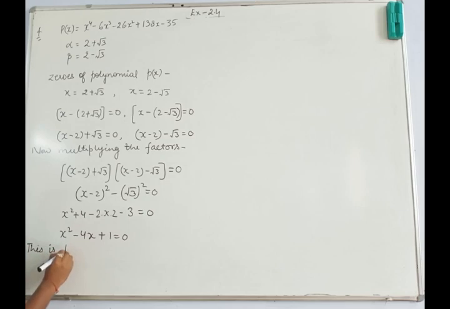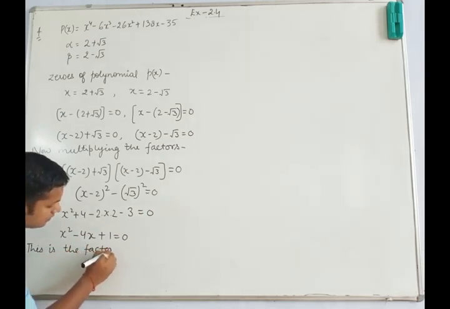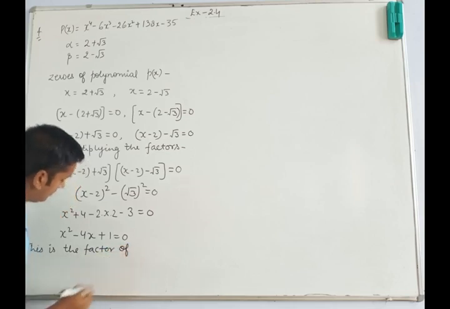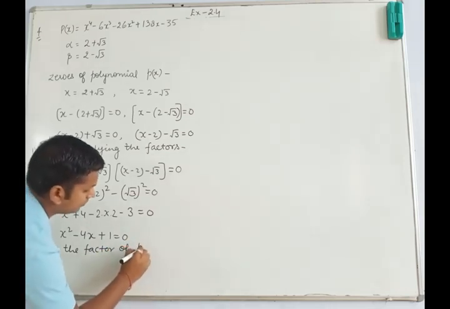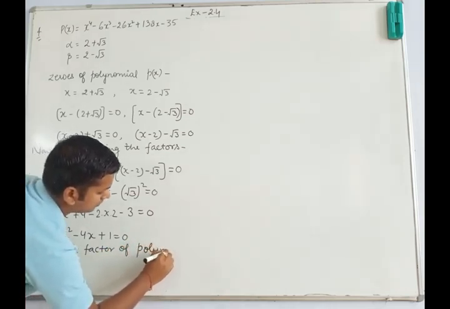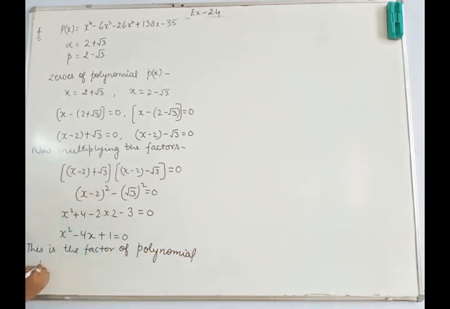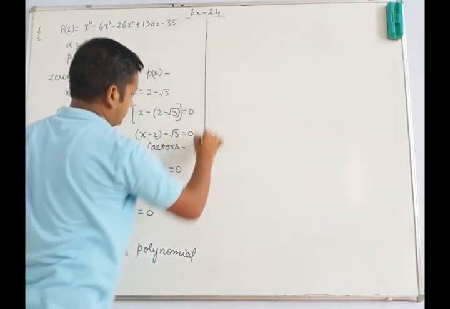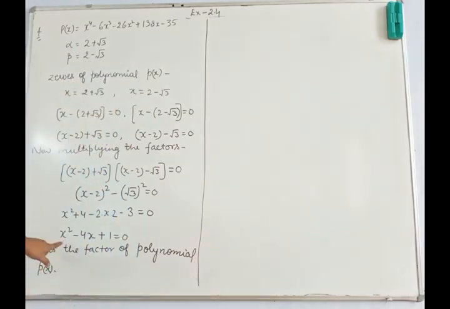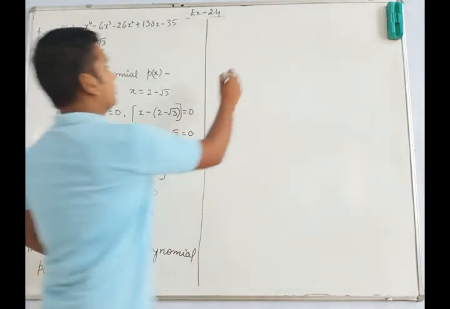So we can say that this, x² − 4x + 1, is the factor of polynomial p(x). Now if it is the factor, then it will divide this polynomial p(x) wholly, that means giving a remainder 0. So now let us divide it.